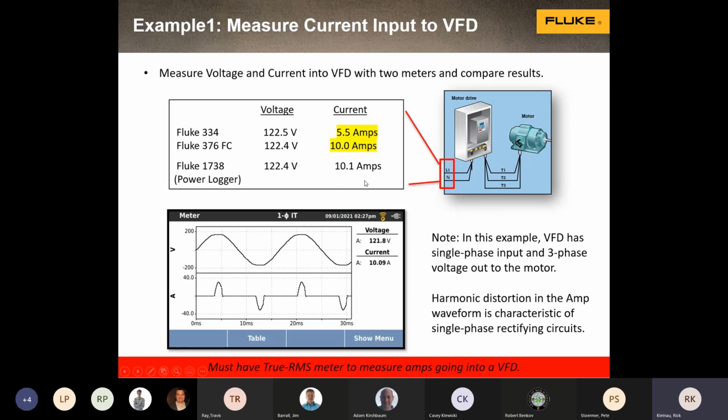Big difference in the amp readings. I have another instrument hooked up. I could show it to you, but I'm not sure about the time, so I'm not. This is a display off of it. It's a little power quality analyzer.